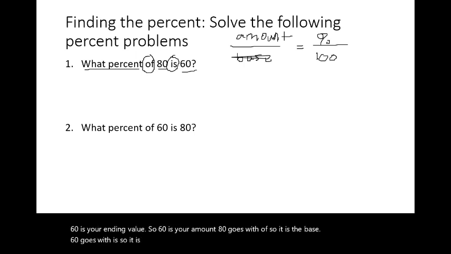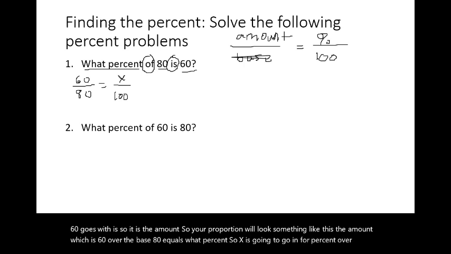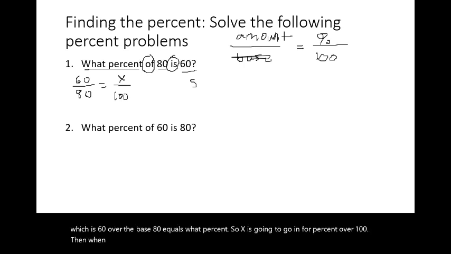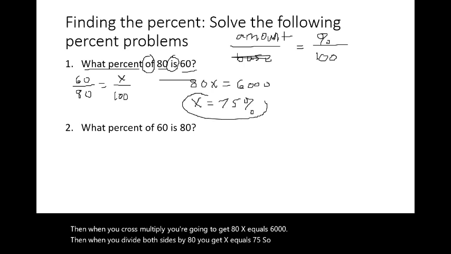So your proportion will look something like this. The amount, which is 60, over the base 80, equals what percent, so x is going to go in for percent, over 100. Then when you cross multiply, you're going to get 80x equals 6,000. Then when you divide both sides by 80, you get x equals 75%. So that means that 60 is 75% of 80.